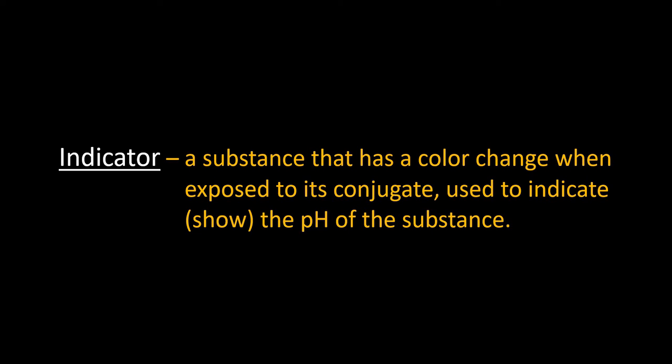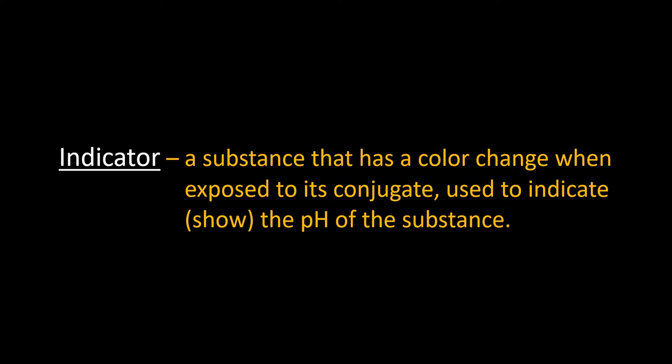Now, an indicator is a substance that changes its color when it's exposed to its conjugate. Okay, remember, it's whatever either gives or receives those electrons, protons, or hydrogen, depending on who you're talking to, what type of acid or base. And that is used to indicate, which means to show, the pH of a substance.